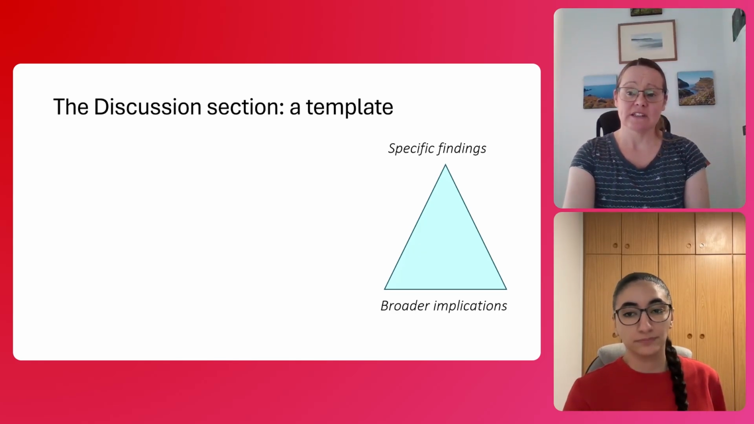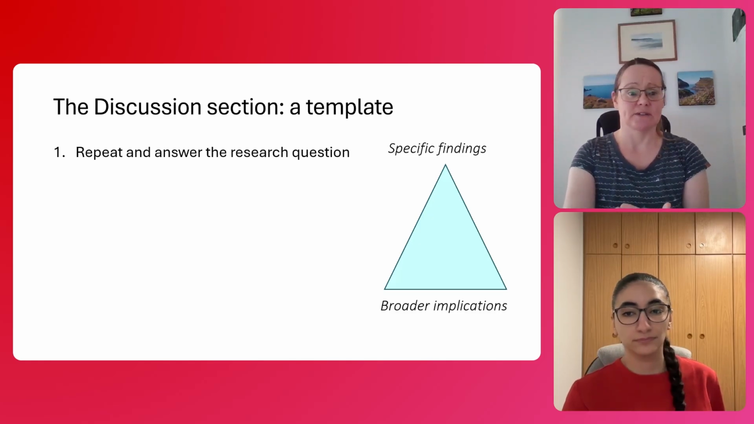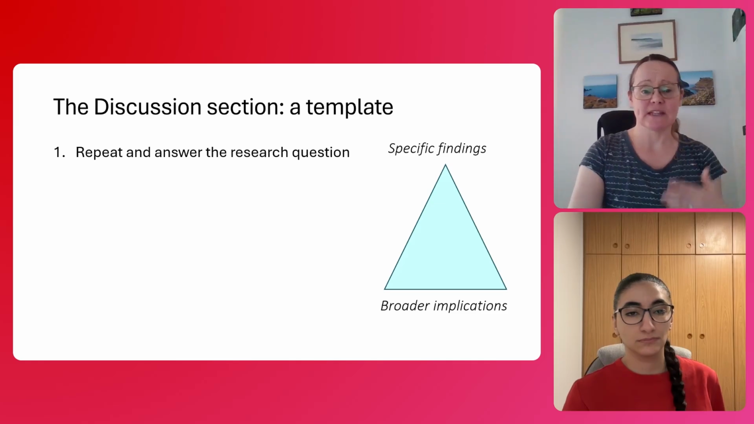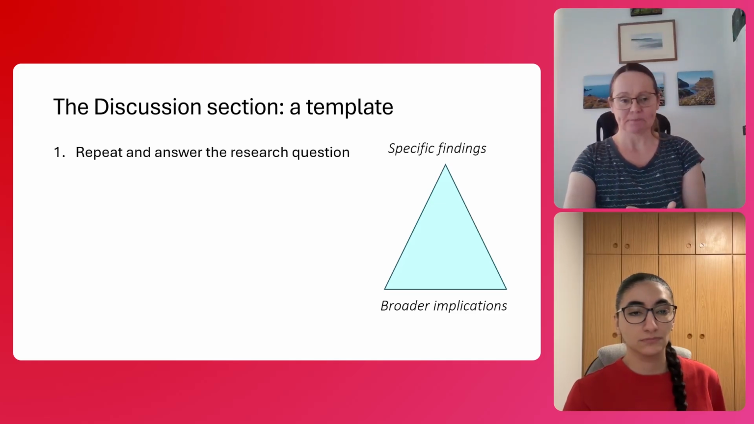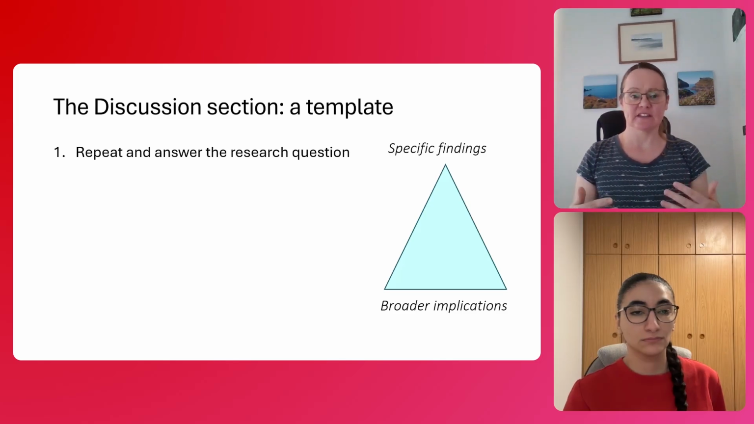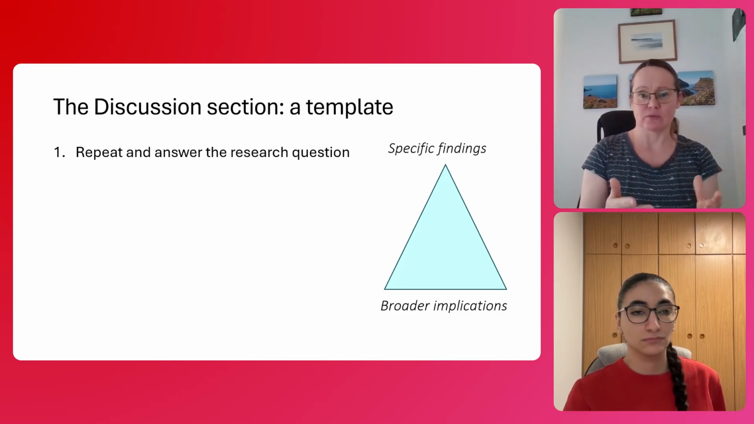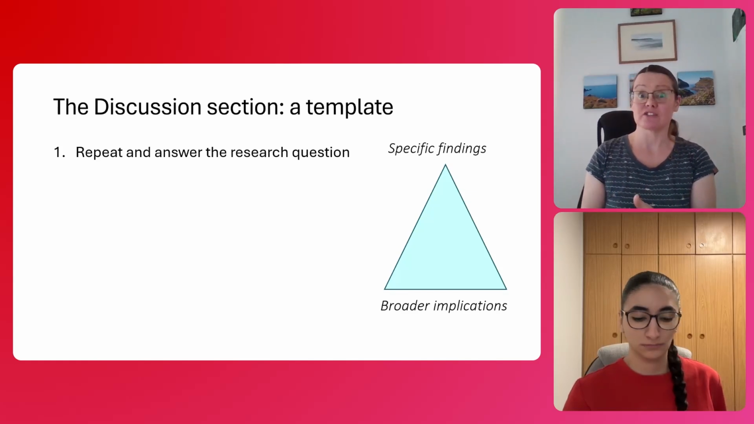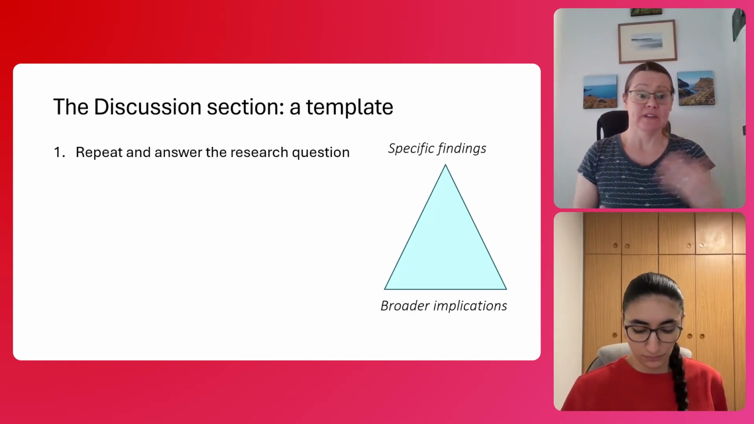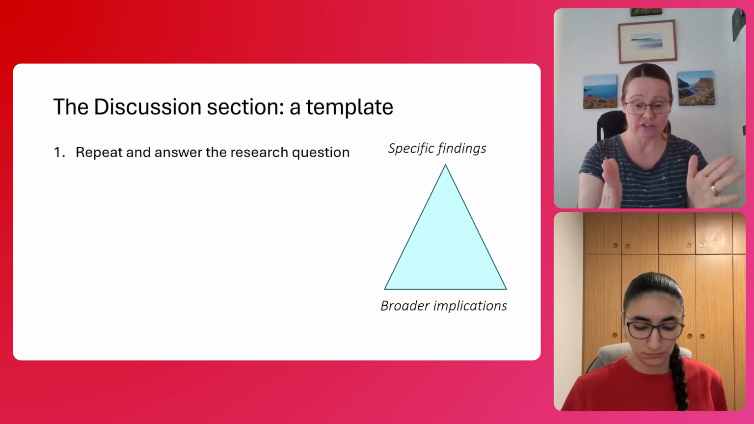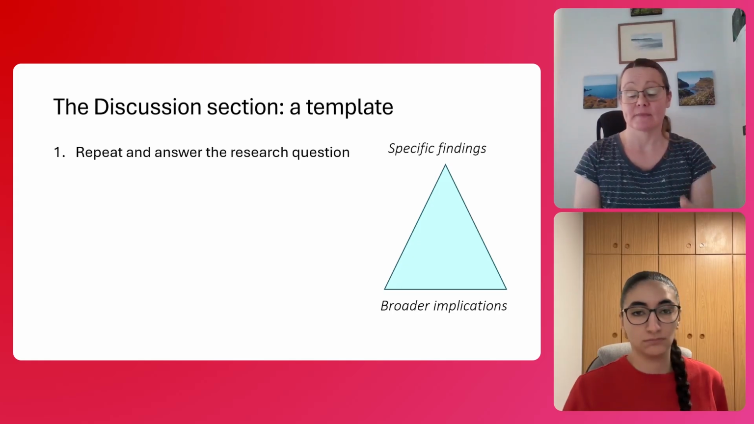So, how should we structure our discussion? We should always start by, I say, repeat and answer the research question. So, remind your reader what your study's about by telling them again what your research question was or what your study aims were. And then answer that research question. Okay? So, in this study, we set out to look at ABC. We found that. Okay, you give the question, you give the answer.